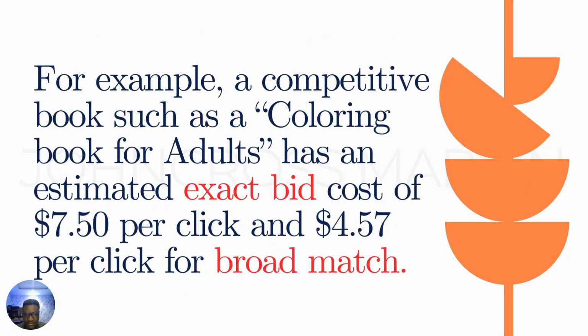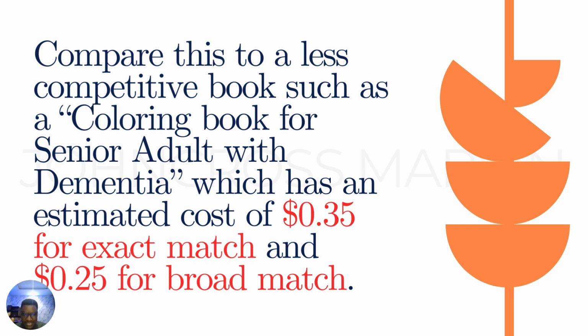So let's get back. Compare this to a less competitive book, such as coloring book for senior adult with dementia. Now you see that by niching down, you have automatically lowered the bidding, because fewer publishers will be bidding for this kind of keyword. Coloring book for senior adult with dementia. Automatically, the bidding for this kind of keyword will be lower, be it in exact or in broad.